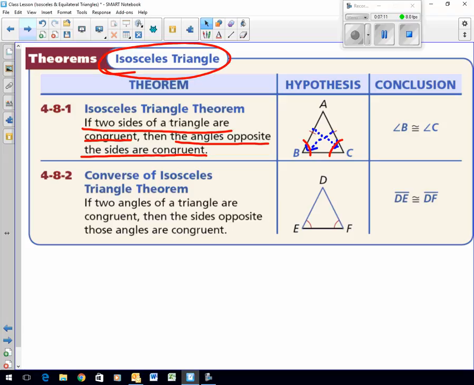My converse is also true. Converse being if two angles of a triangle are congruent, then the sides opposite those angles are themselves congruent. Okay? Let's see how we do with this.